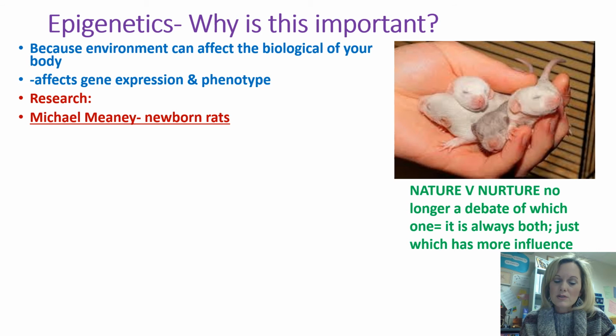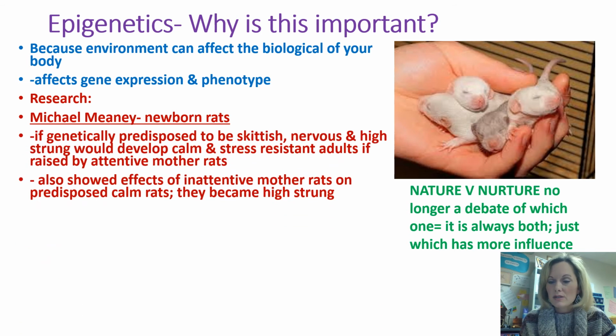So he took some newborn rats that were already predisposed. We all have a temperament, as they talked about in this chapter, of being predisposed to a certain temperament. That can be related to personality as well. So a temperament that we're born with, and these newborn rats were very skittish and nervous and very high strung.